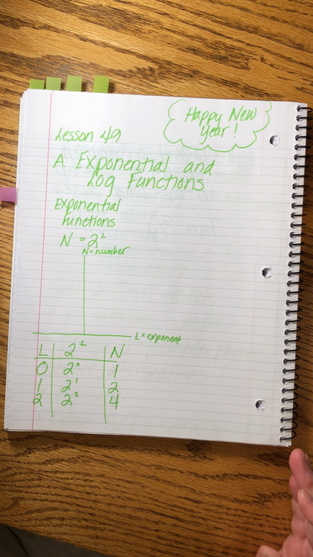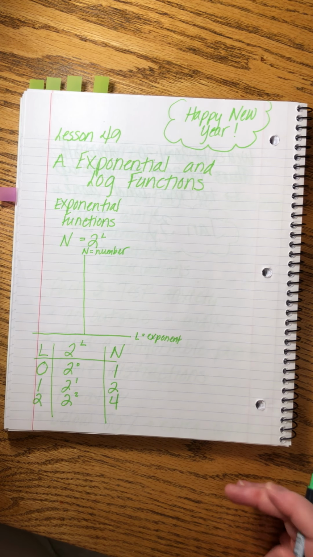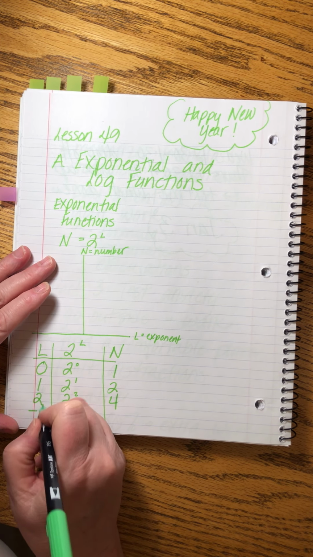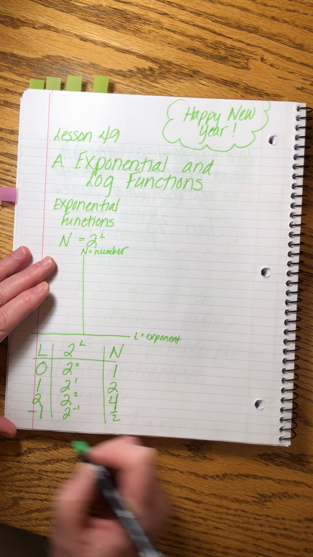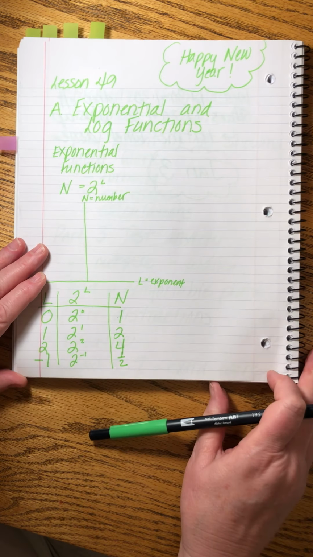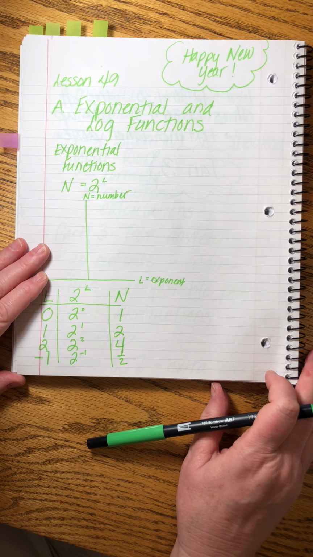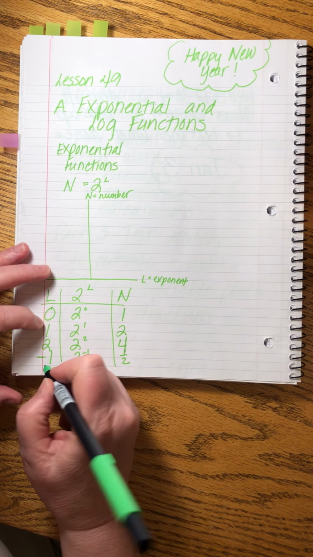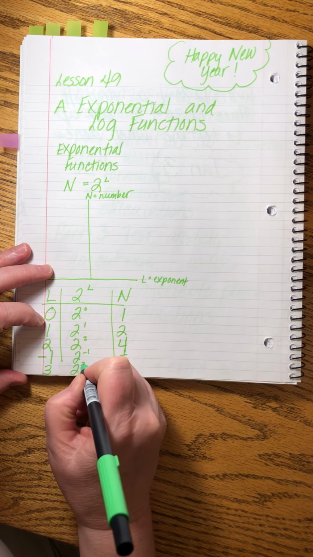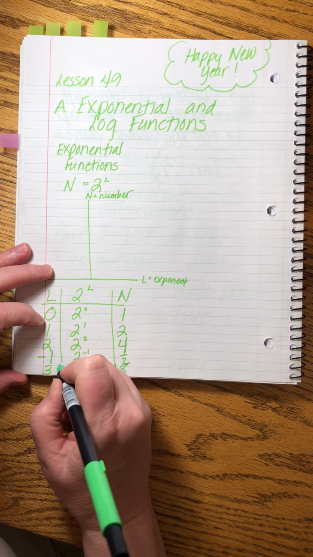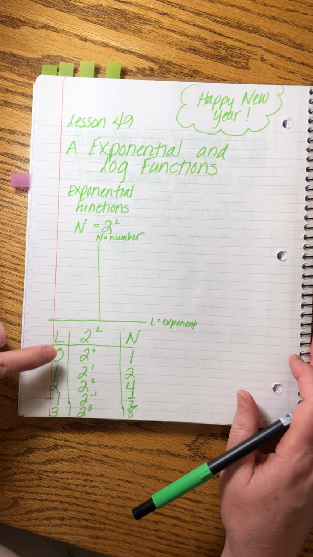Now my numbers are starting to get a little big, so I would like to back off. Let's try a few negatives. 2 to the negative 1 would be 1/2. And this is going to get kind of squeezy here. I'll put it up. Let's just try another big one. 2 to the third power is 8. Okay, so let's graph these on here and see what we get.